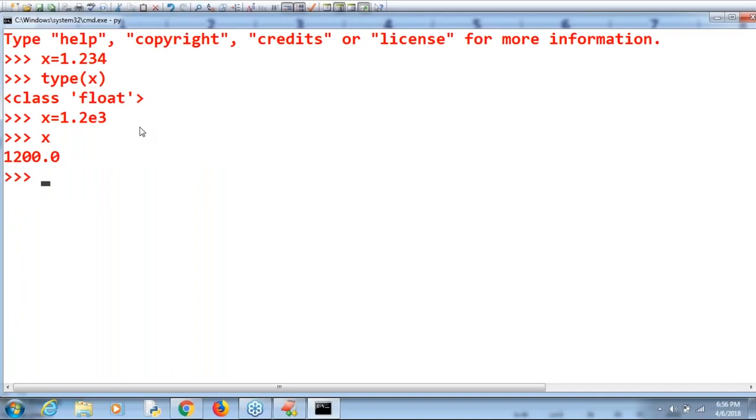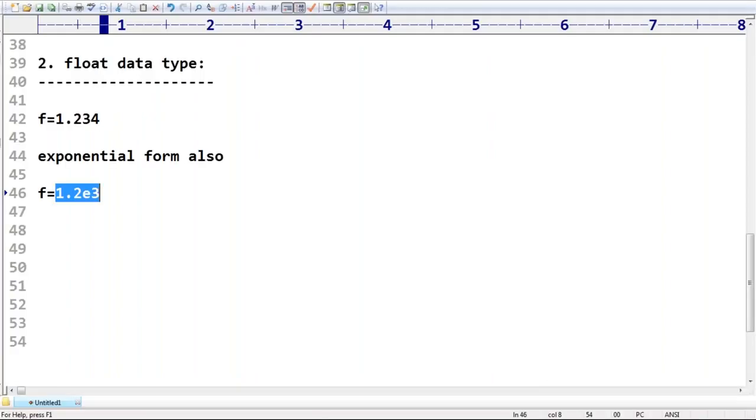1200.0. Remember this one, sir. In the exponential form, by default, E is always a 10 power only. Remember that, okay? 1200.0 by default we are going to get, sir. Clear? Yes. Okay. This is the normal way. This one is nothing but exponential form.